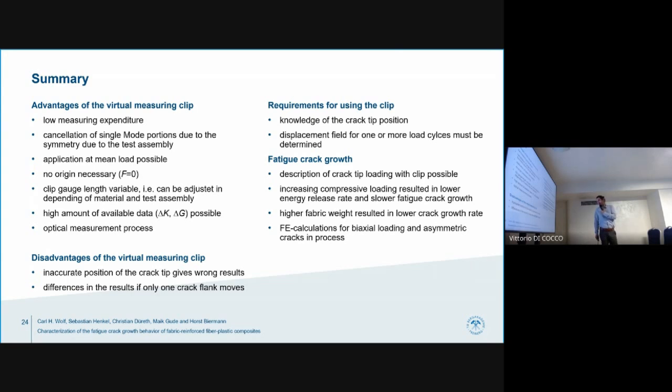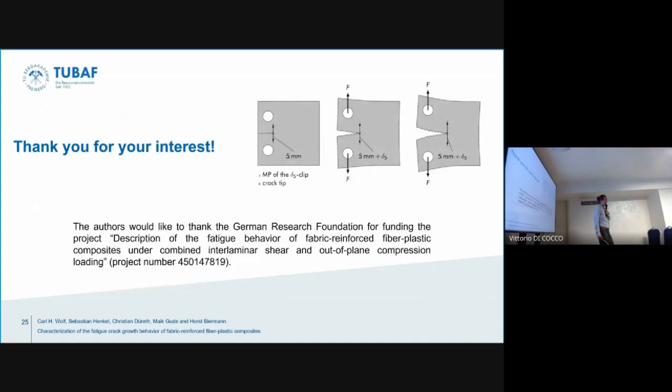And I showed you that the description of the crack growth was possible. The increasing of the compressive load resulted in lower energy release rate, and the higher the fabric weight was, the lower the fatigue crack growth rate was. And in the future, we have to perform finite element calculations for asymmetric crack paths and also for the biaxial loading.